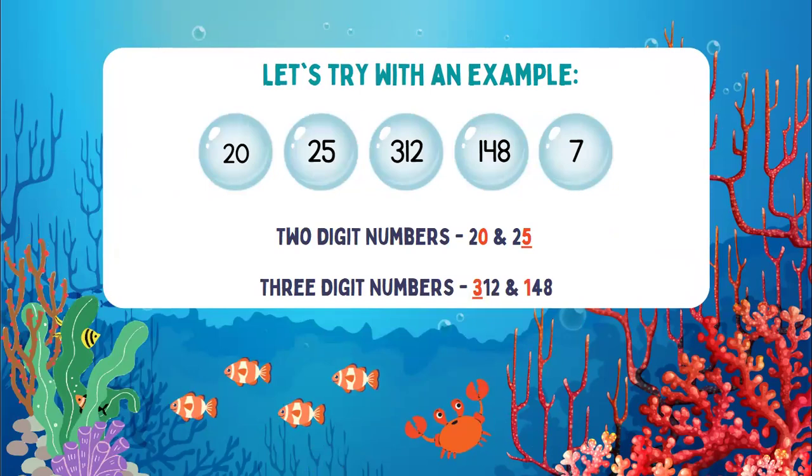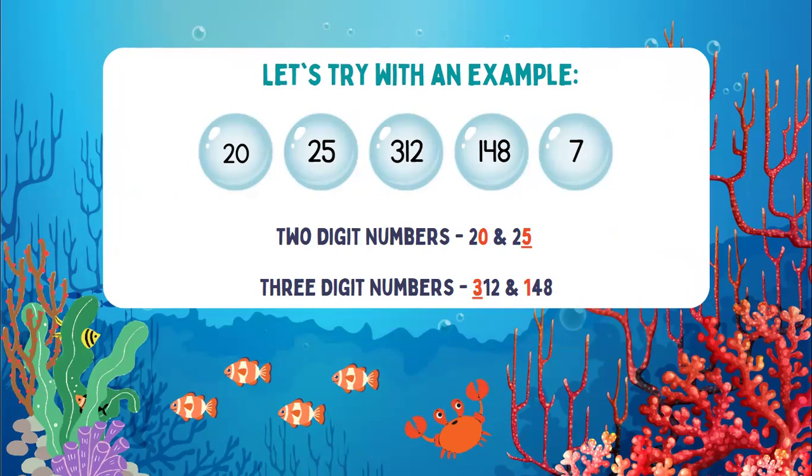Here, let's start with two digit numbers 20 and 25. They both are starting with 2. So we'll move on to the other digit. Oh, see here. The first example is showing 0 and the second example is showing 5. Which is greater? Of course, 5. So we'll choose 25.